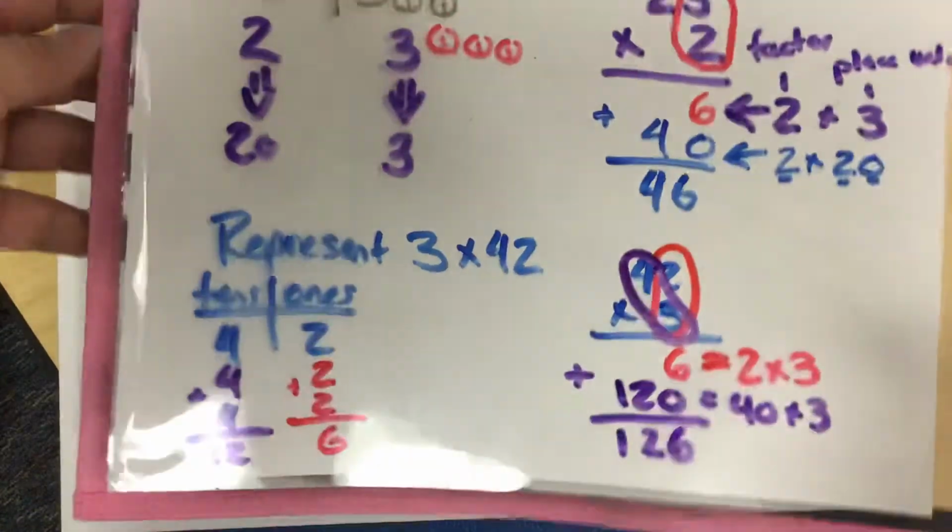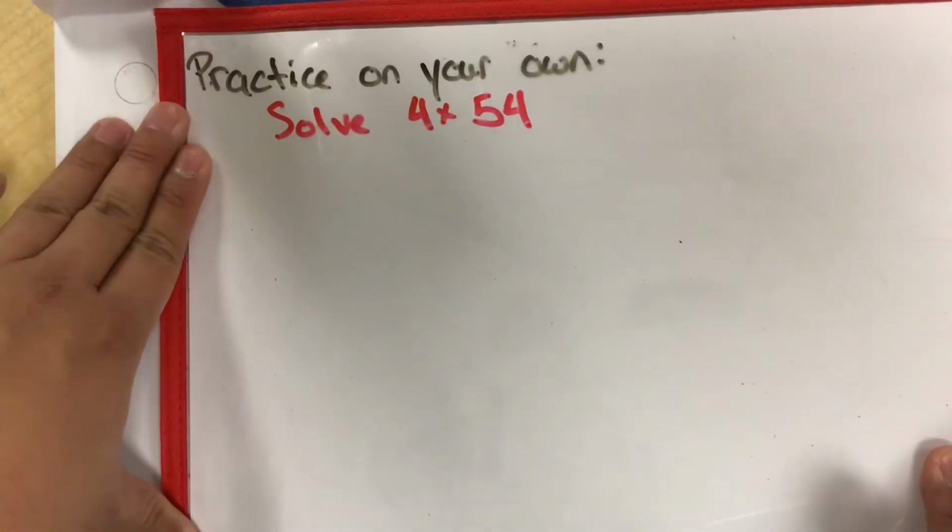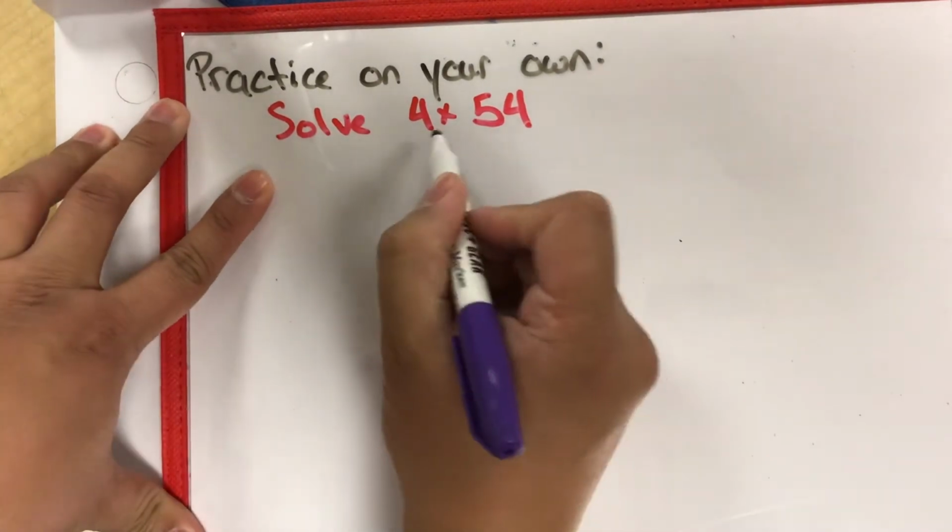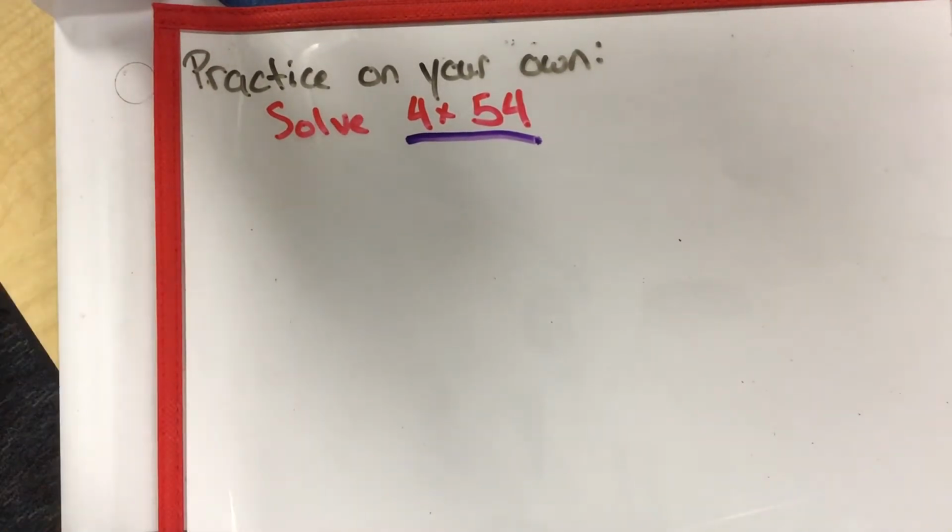All right? Now is the time for you to try this on your own. I want you to write down this equation on your piece of paper or in your notebook, and I want you to try to solve 4 times 54 by using partial products. Remember, if you need to draw a place value chart to help you solve it, go ahead, but I need to make sure that you understand that we show partial products, which would look like this.